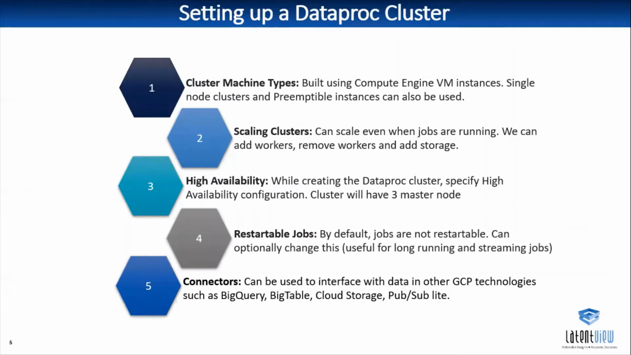Here, setting up a Dataproc cluster will involve a number of choices related to the VM instances which will be residing inside that cluster. By default, every cluster will have one master and two worker nodes. Google also provides a single node cluster, which will have only one node that acts as a master node and also as a worker node.